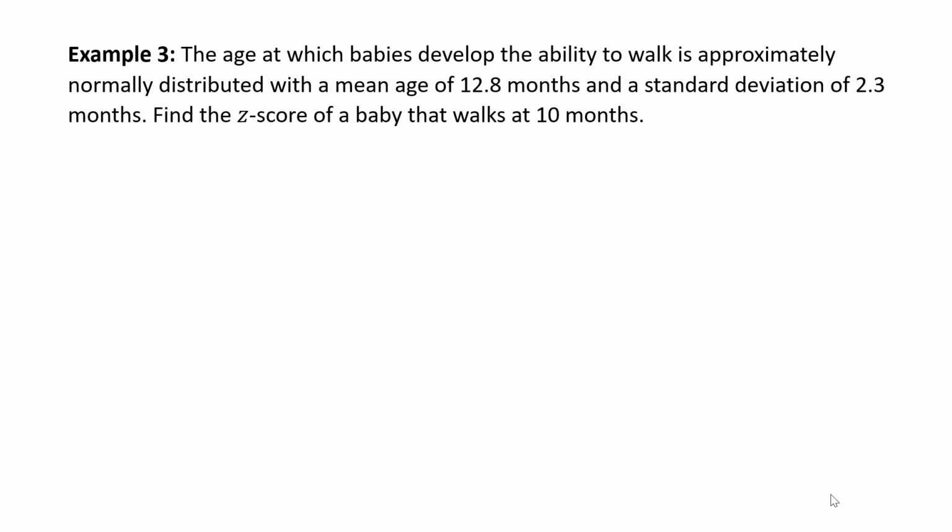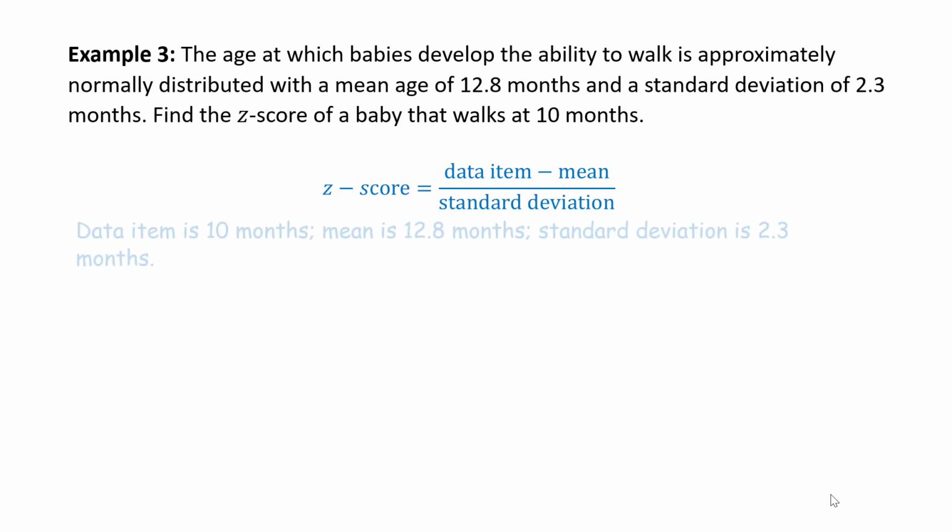We're looking for the z-score, so we need the z-score formula, which is z-score is equal to data item minus mean in the numerator divided by the standard deviation. Now let's identify the parts. The data item is 10 months, the mean is 12.8 months, and the standard deviation is 2.3 months. Fit those parts into the formula.